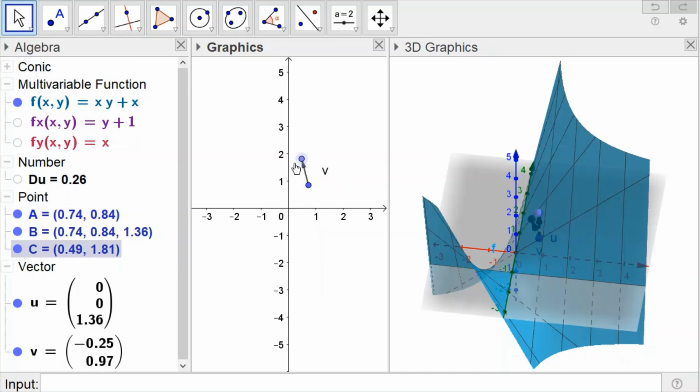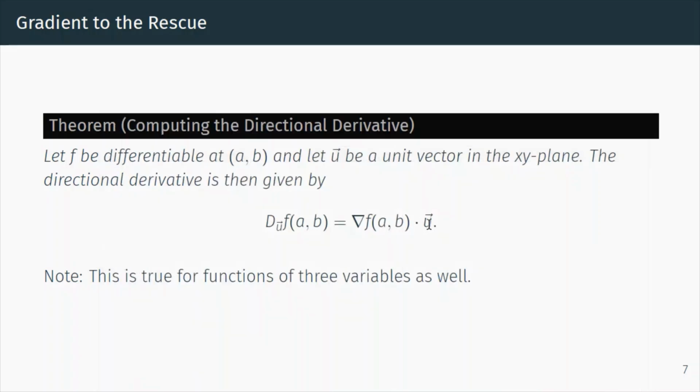Okay, so the directional derivative is the slope of the curve in that direction. And depending on what direction I point, I can get all different slopes, as you can see in this directional derivative value. And all I have to do to compute them is dot product the unit vector with the gradient. So it's pretty easy. Compute the partial derivatives, put them in a vector, dot product with the unit vector.